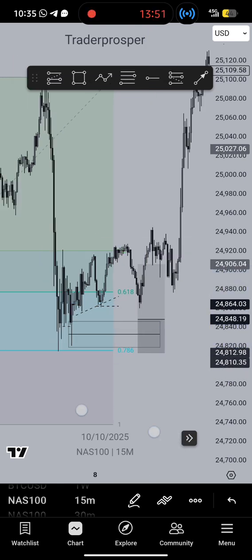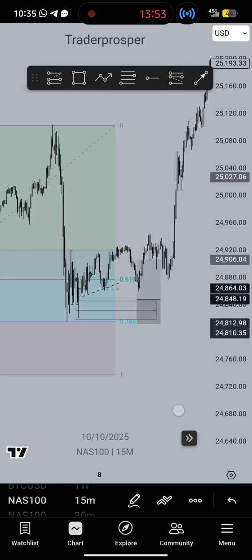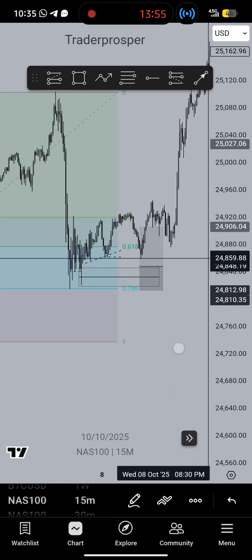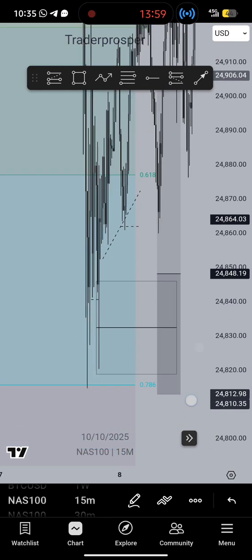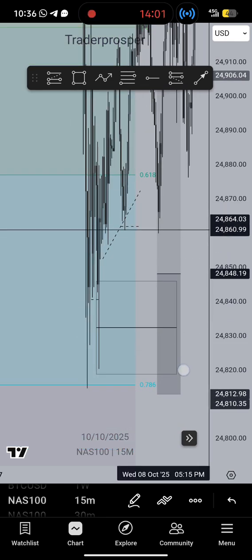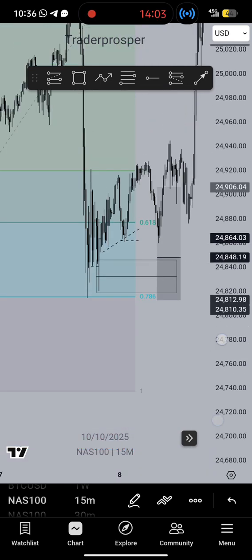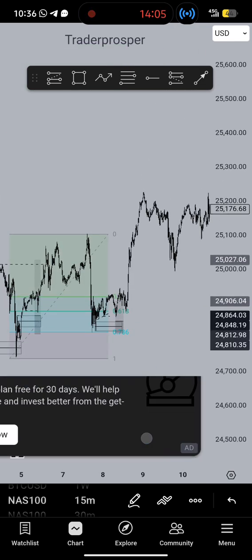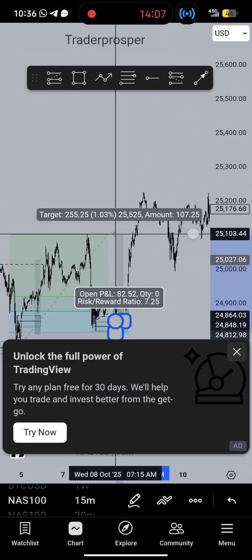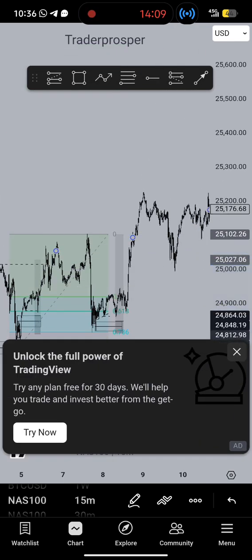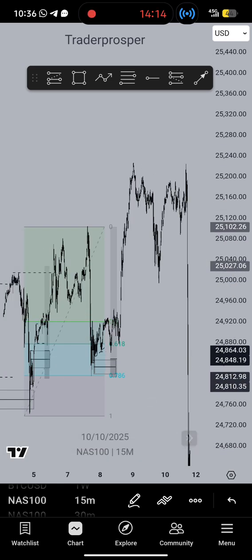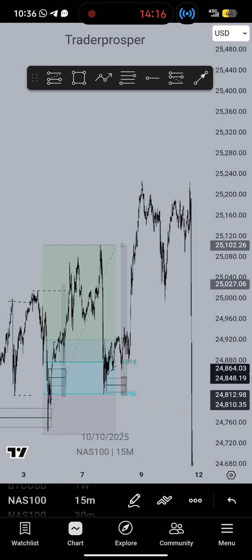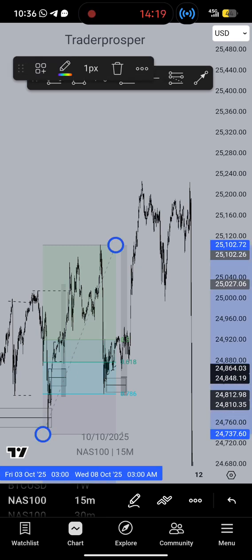But lo and behold, market just did its thing. I think it also swept that liquidity. Yeah, it just swept it with a few pips. As you can see, market just swept liquidity and continued going to the upside without tapping us in. And that was it. So that was Wednesday. So market also broke another, so this guy is no more needed.